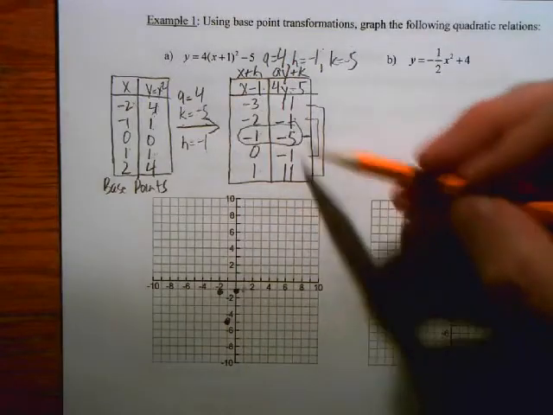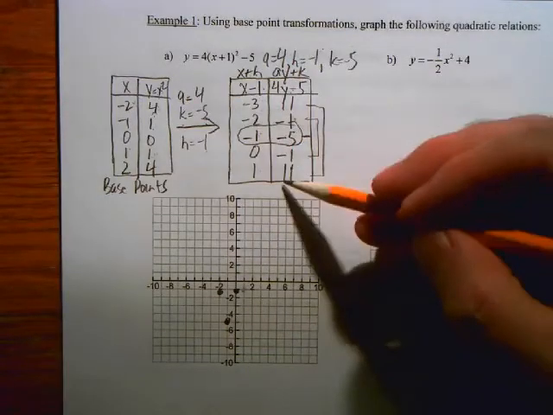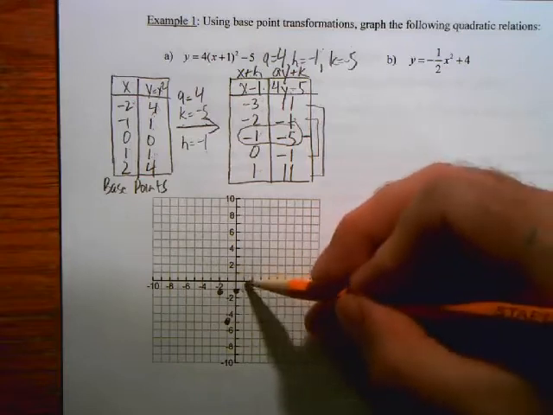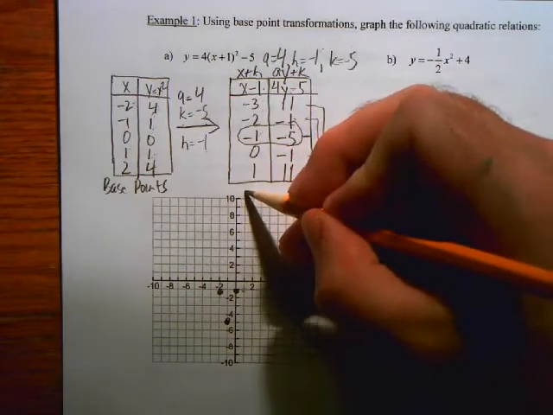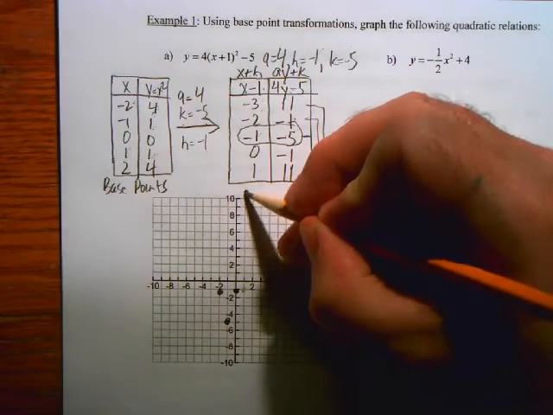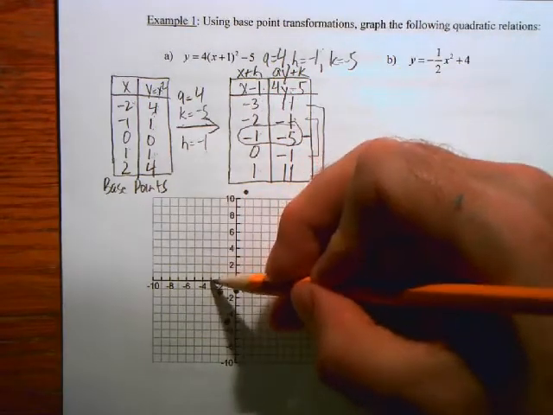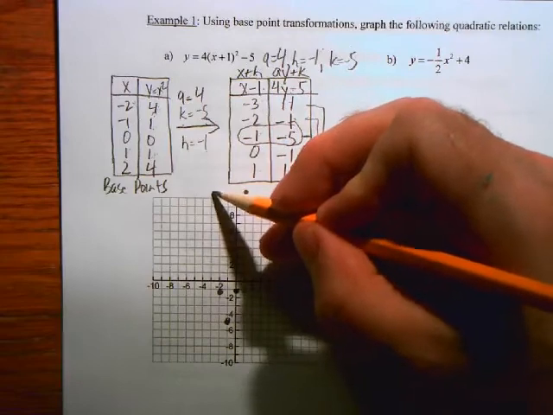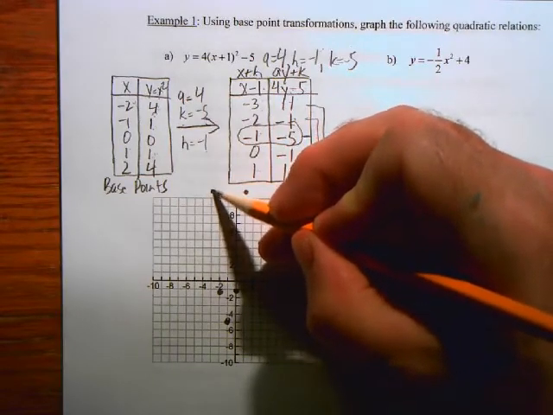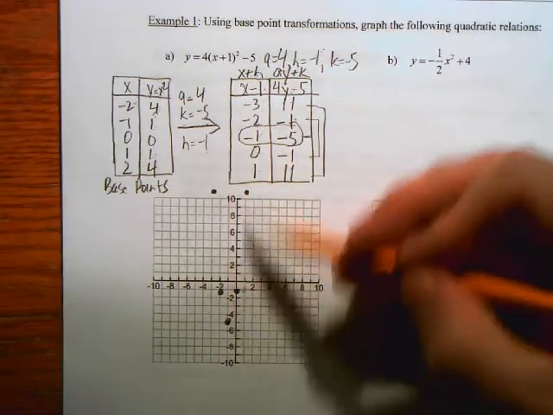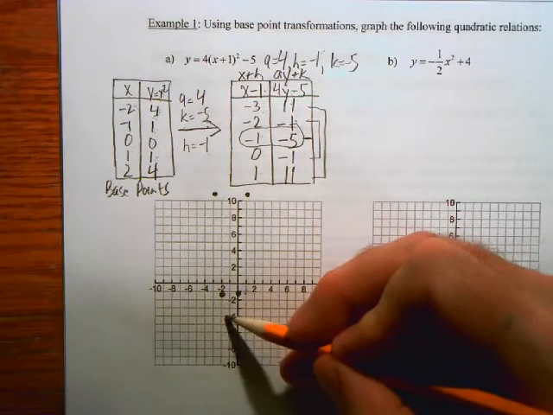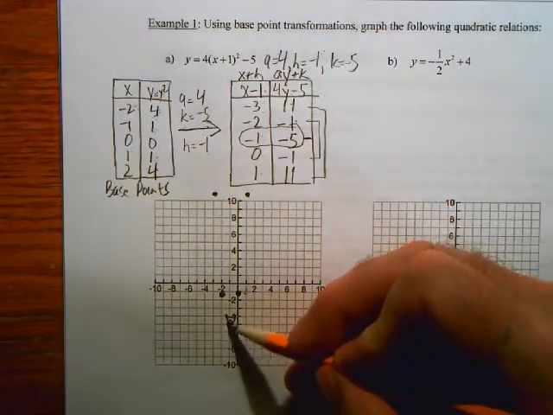Okay, and then our last 2 points, the big ones here, I've got 1, 11. So I guess I could plot it right about there, even though it's off the graph. And also -3, 11, which is over here. So there's my 5 points. These are exact values. There's no estimating or guessing.